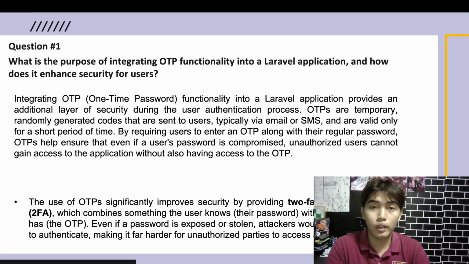By requiring users to enter an OTP along with their regular password, OTPs help ensure that even if a user's password is compromised, unauthorized users cannot gain access to the application without also having access to the OTP. The use of OTPs significantly improves security by providing two-factor authentication, which combines something the user knows with something the user has. Even if a password is exposed or stolen, attackers would still need the OTP to authenticate, making it far harder for unauthorized parties to access accounts.